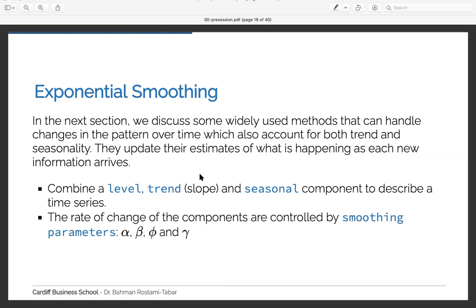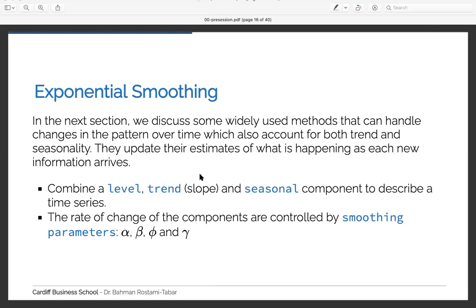And they also update the estimate of the trend, but in curve fitting we couldn't update this, right? They update this estimate when they receive new information about an observation, right? So in exponential smoothing, basically we have level, we have trend and seasonality, and we could have a combination of all this, and then somehow we need to find a way to combine them.